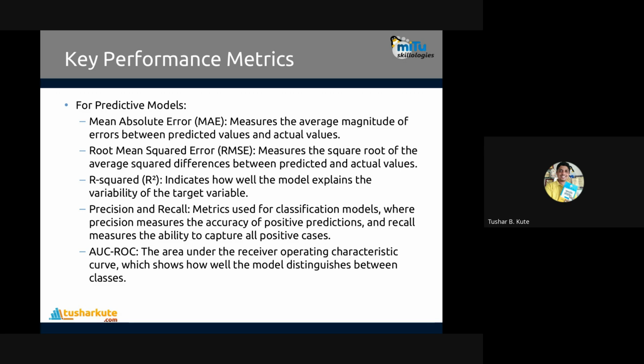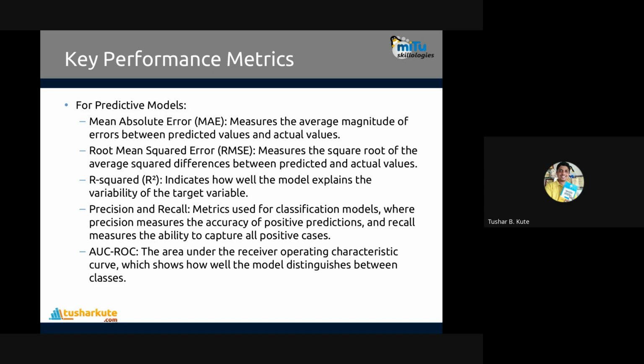So these key performance metrics are themselves the indicators with the help of which evaluation of the model is possible. There are two kinds of models: predictive classification models and predictive regression models. These metrics are used for evaluation. First, mean absolute error. I just mentioned it.